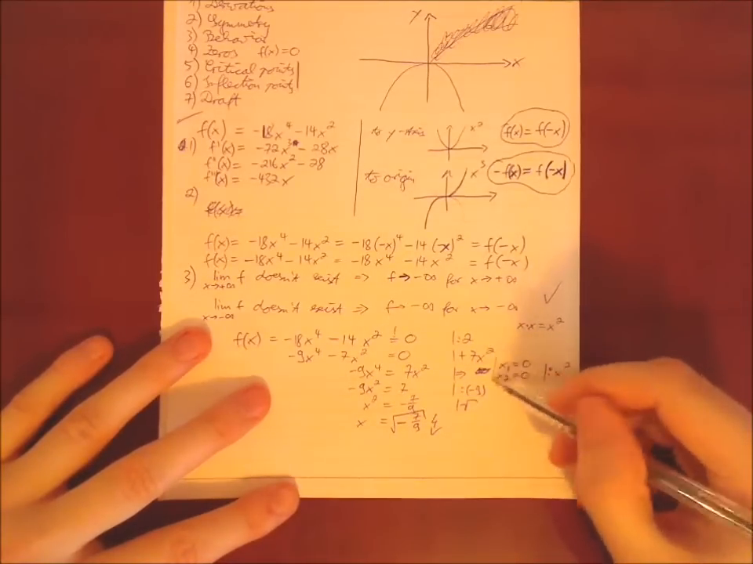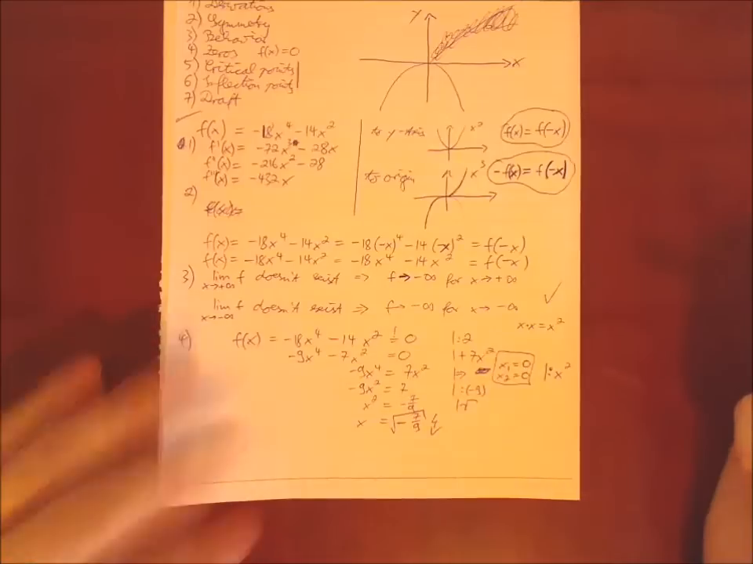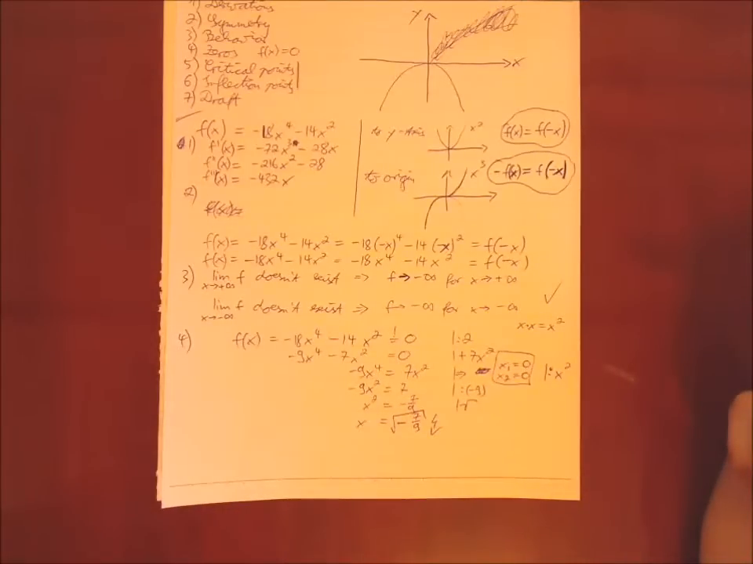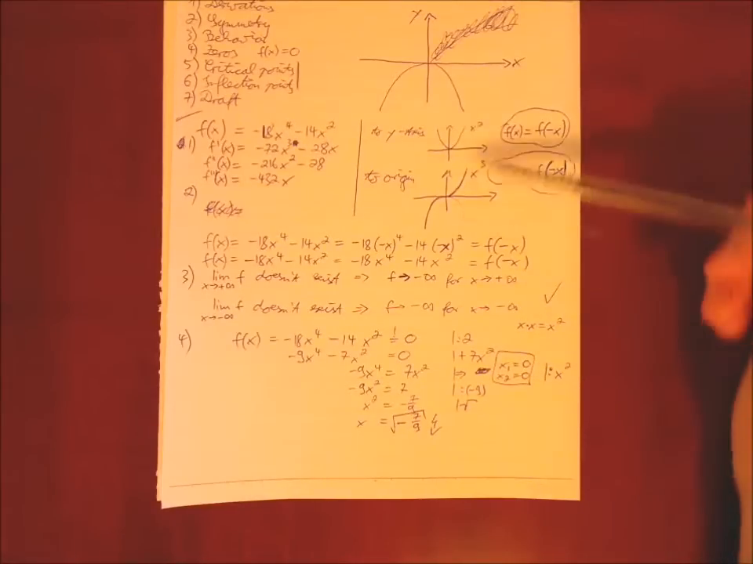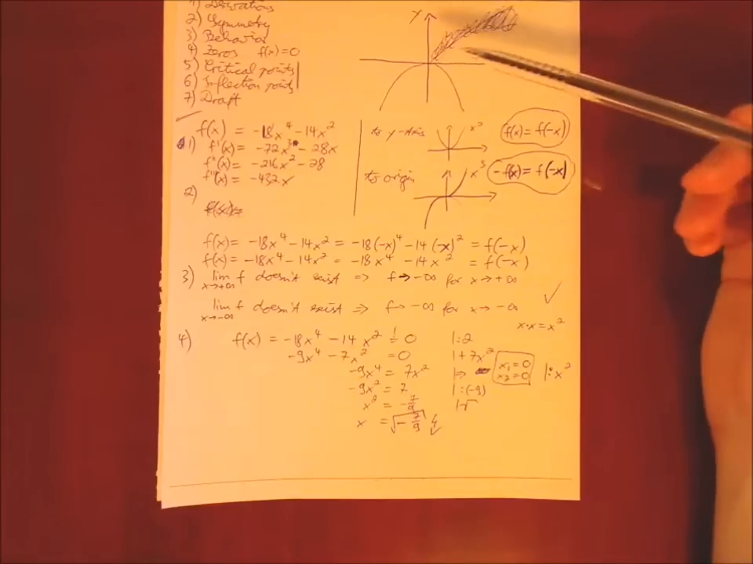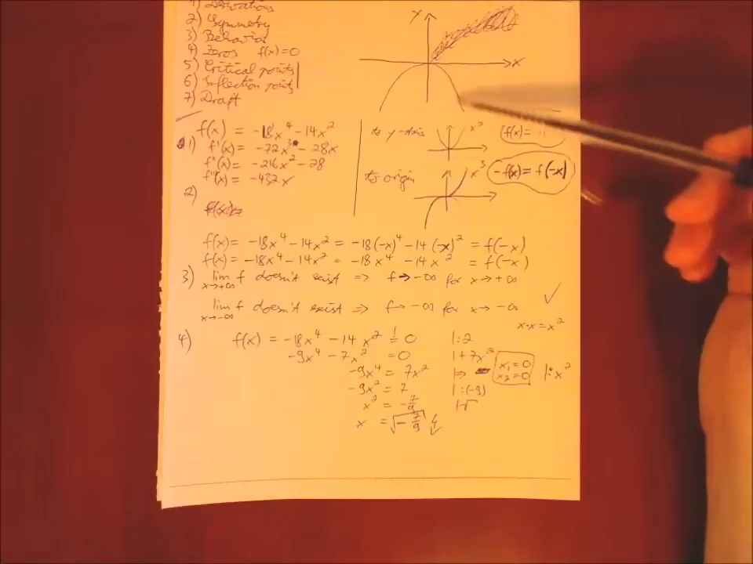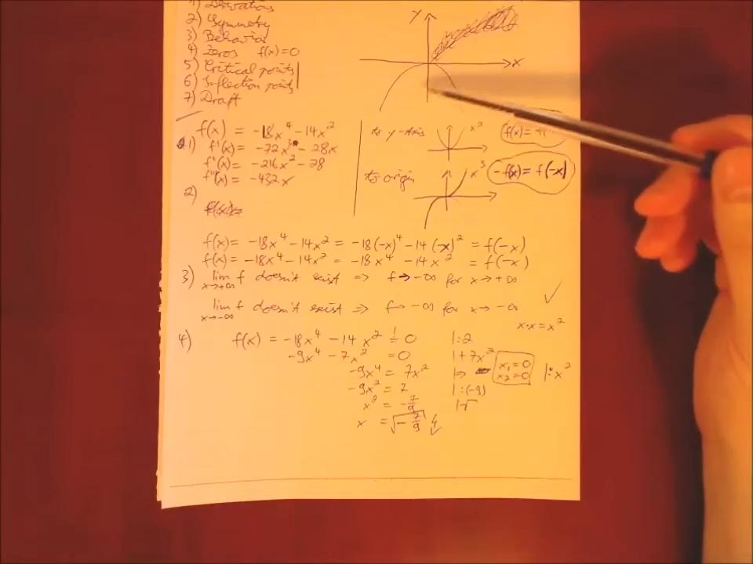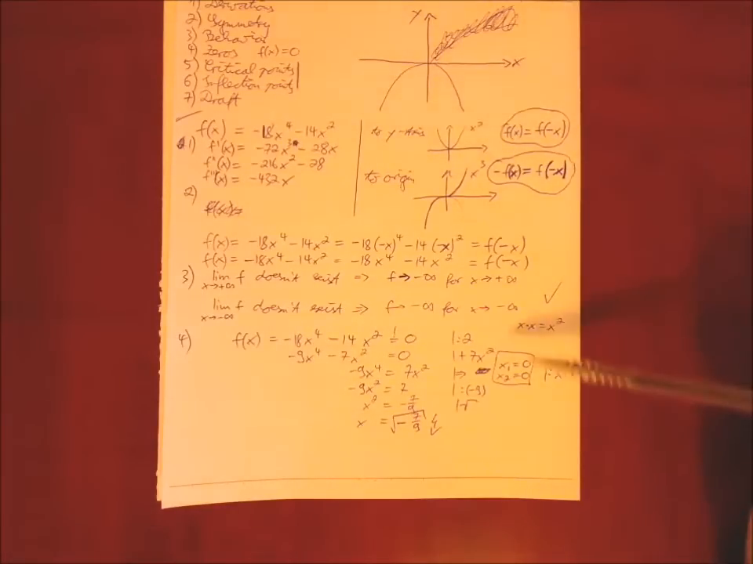But we remember we already found a solution earlier, x1 equals 0, x2 equals 0. And if we have the same solution twice, it's called a boundary point. So the function touches the x-axis and then it goes in some other direction again. So it doesn't really cross the x-axis. This is important. So we have a boundary point here.